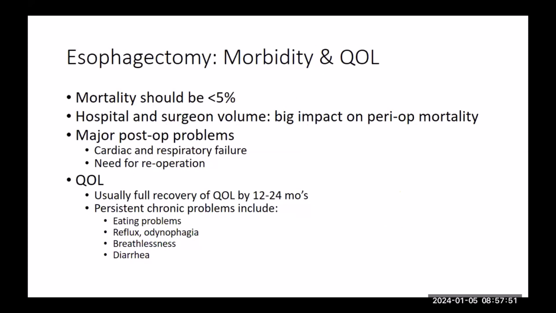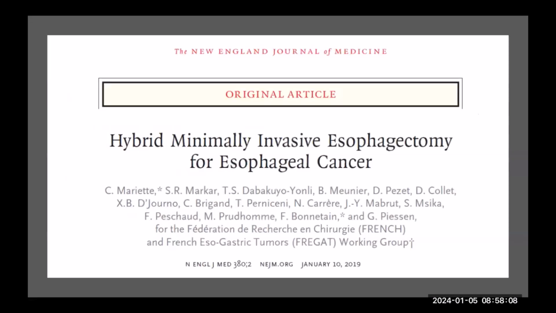There is a chance of mortality of around 5% with this surgery. Hospital and surgeon volume has a big impact on perioperative mortality. The major causes of problems are cardiac and respiratory failure, and usually full recovery of quality of life takes 12 to 24 months. There was one new approach to the open esophagectomy: whether we can go for minimally invasive esophagectomy or a hybrid minimally invasive esophagectomy. In hybrid, one part will be open, like laparotomy, and the other will be thoracoscopy, which is minimally invasive.